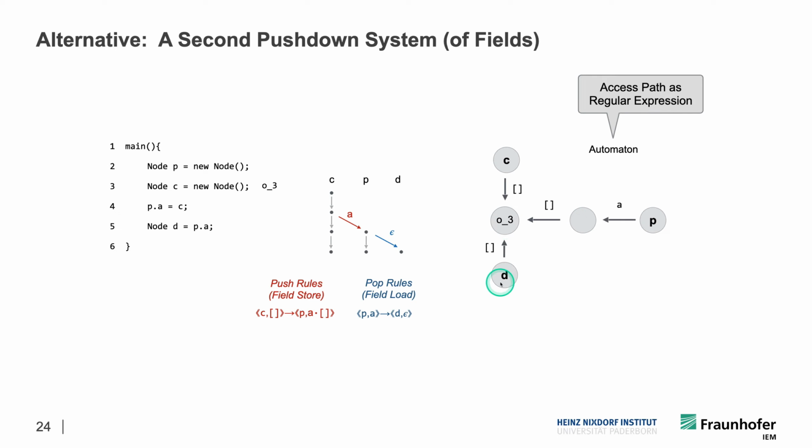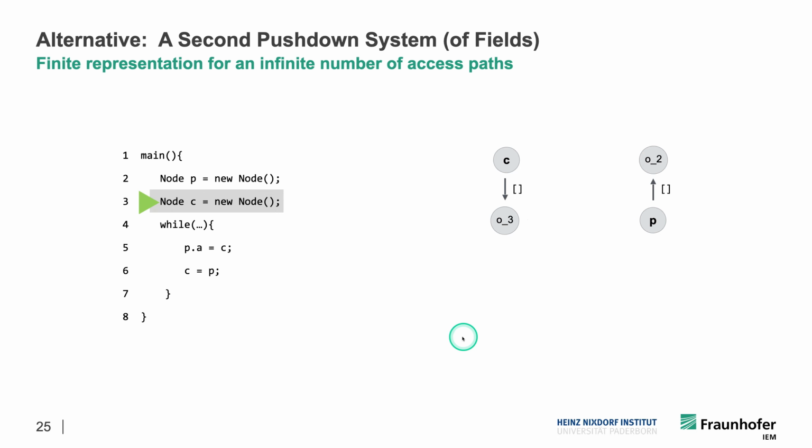Okay. Now, the interesting question is, of course, how does this help us with the recursive unrolling example that we saw earlier? And the hope here would be that we now gain a finite representation for this infinite number of access paths, right? So now let's assume at the beginning again that we are at line 3, and so C is pointing to this object O3. And now I've also made explicit that variable p is pointing to this other object that has been allocated at line 2. Okay.